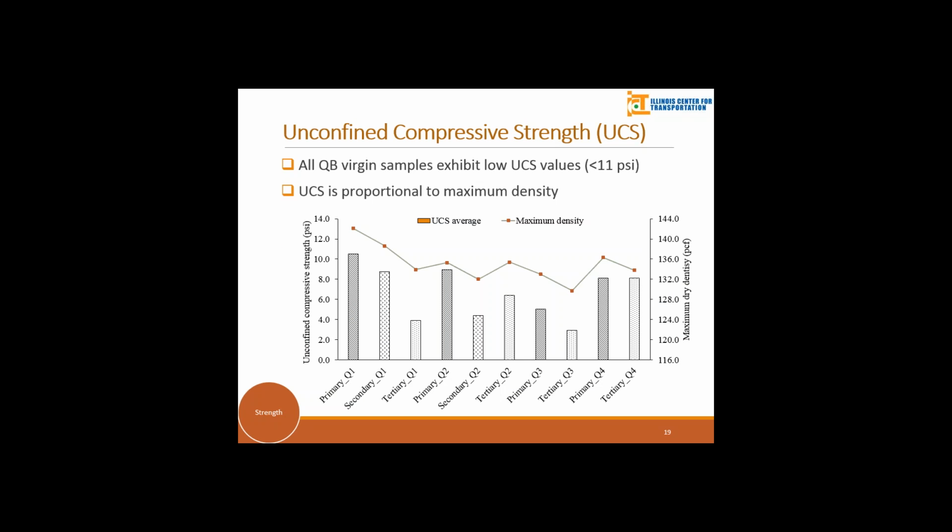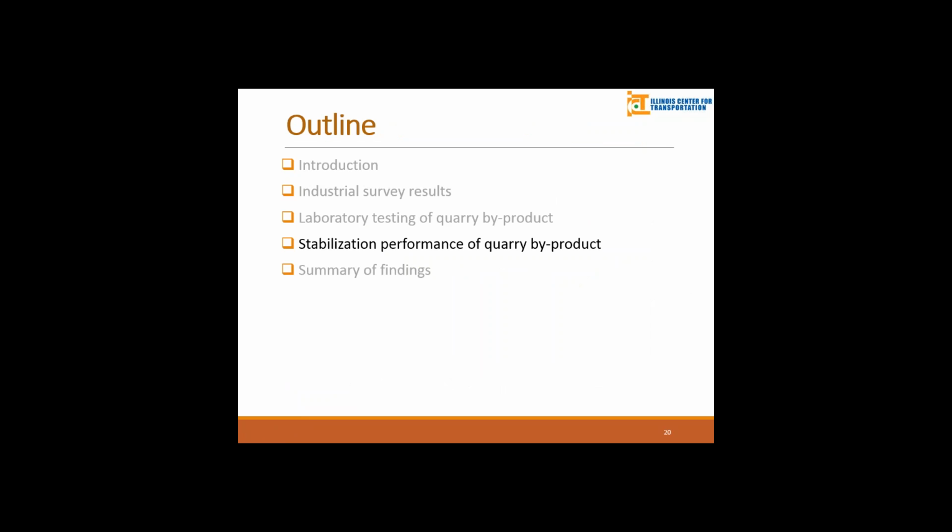For example, for samples from the same quarry, if you have higher density, they usually tend to have higher strength, which indicates the importance of field compaction if we want to apply this material in the field. Because these quarry byproducts have very low unconfined compressive strength, they cannot be used directly in the application in the field. So there's a need to stabilize these materials first.